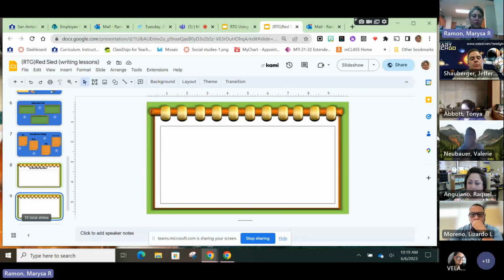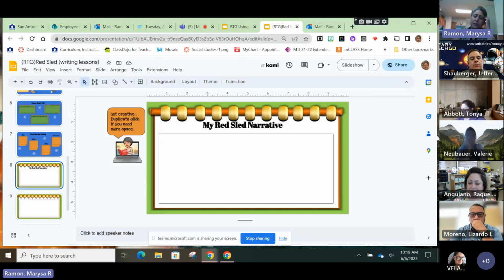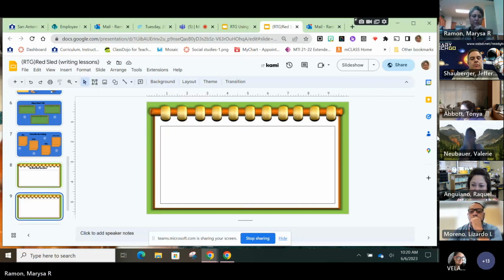They'll have stopping points where they'll stop and share with their partner, and the partner will edit with them. I'm going around and conferencing as they're writing so that I can start correcting some of the spelling and grammar errors as they're writing.